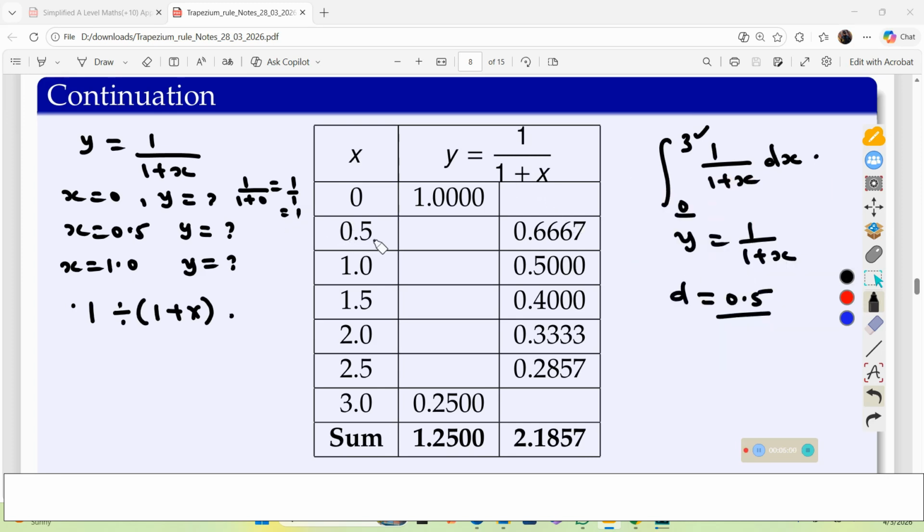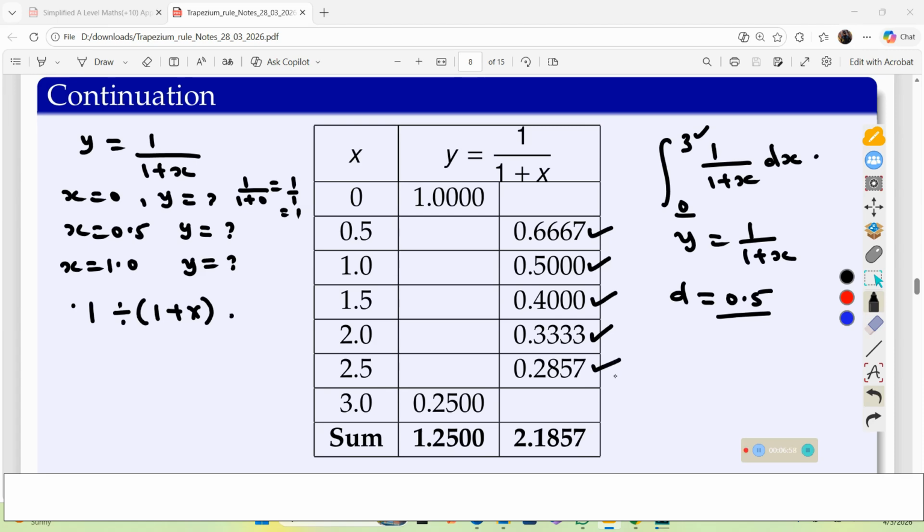Then next we put 0.5. So solve, put 0.5, round off this one to 4 decimal places, and you get 0.6667. Then again solve, put 1, equal sign gives you 0.5. We are placing zeros to make them 4 decimal places. Then again solve, put 1.5, and it will give you 0.4, so put the zeros to be 4 decimal places. Again solve, put 2, it will give you 0.3333. Next solve, again we put 2.5, and it will give you 0.2857 to 4 decimal places.